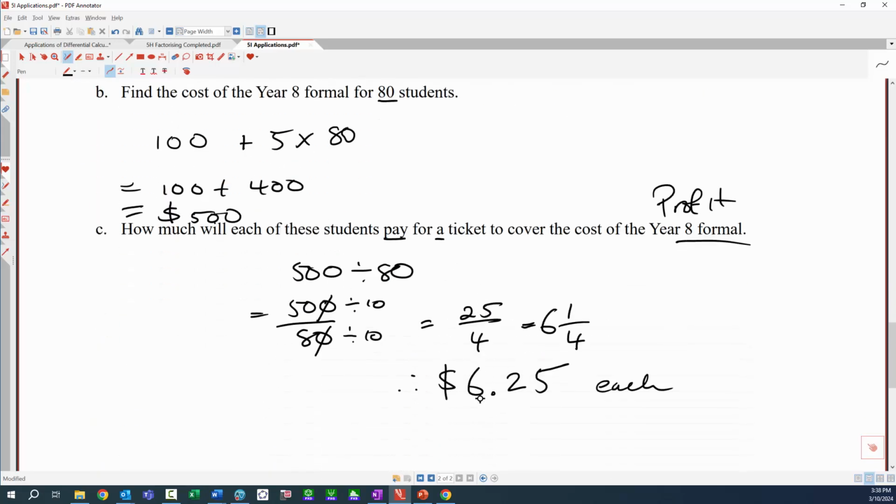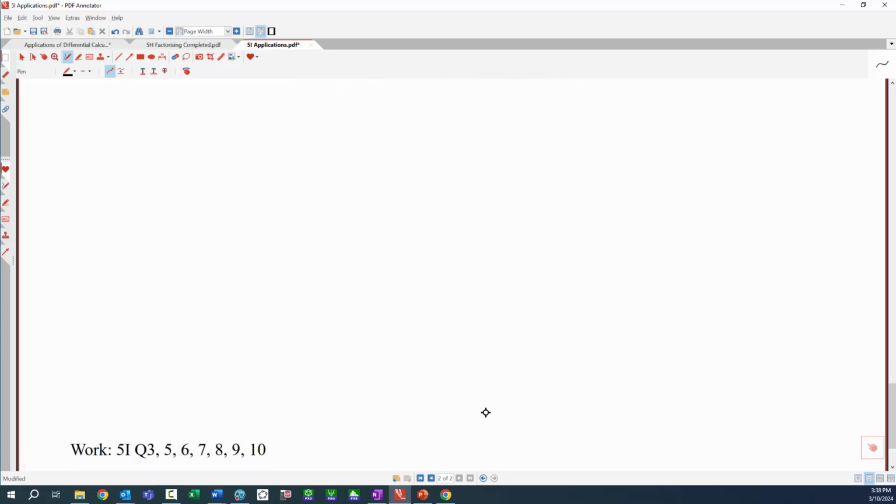So please ensure that you've got this example all written down in your books. There is a bit of writing there. And then can you please move to the relevant questions from 5i? That is these ones there. All right, so good luck with that, and I hope it goes well.